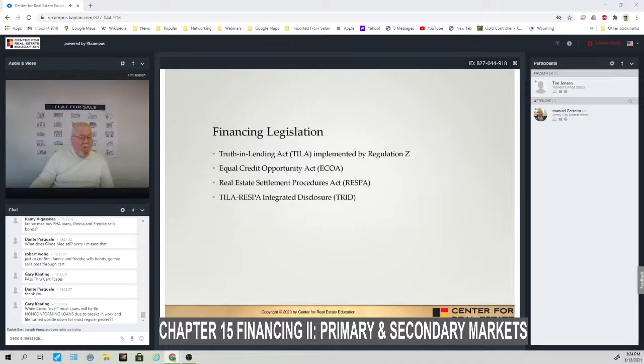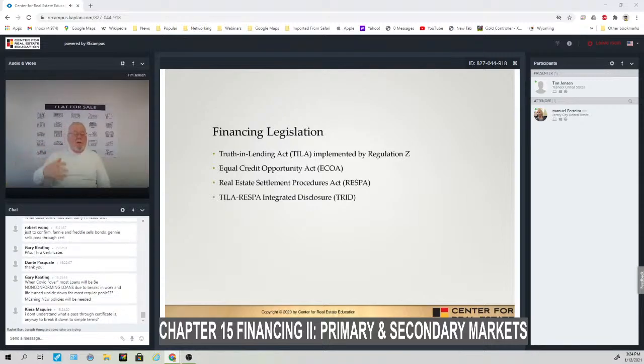When COVID is over, most loans will be non-conforming loans due to breaks in work and life turned upside down. I'm not fully understanding the equation, but I'm guessing what you mean is, when this whole mess with COVID is over, because of work history problems and income problems, will non-conforming loans be the standard? I can't say that. I don't know. I hate to call out crystal ball predictions or prognostications. I just don't know, Gary. There's just no way for me to predict that.